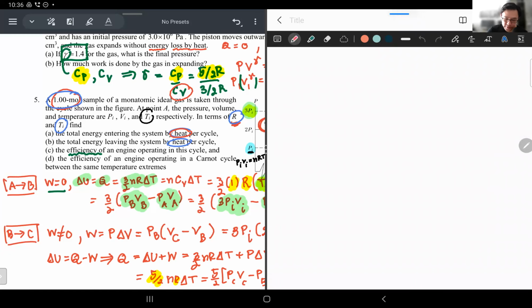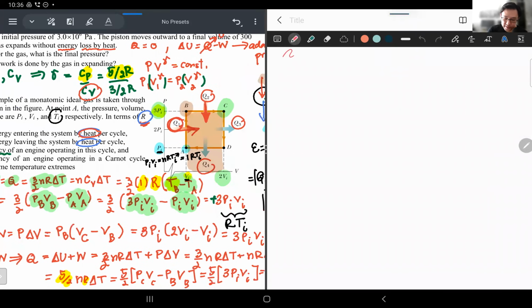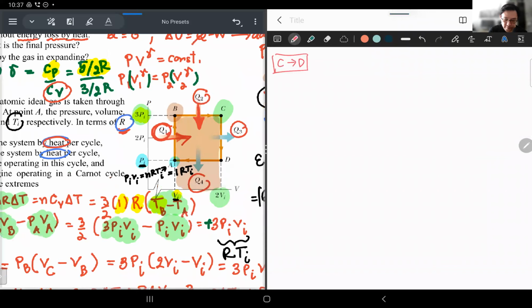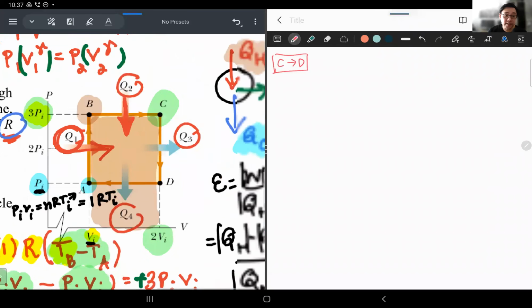All right, let's move on to going from C to D. Now I have more space, so I should be able to just keep writing. Let me zoom in here. From C to D, once again, W is 0. We might be able to go a little bit faster now, since you've seen this many times. The first law of thermodynamics says delta U must be equal to Q because W is gone.